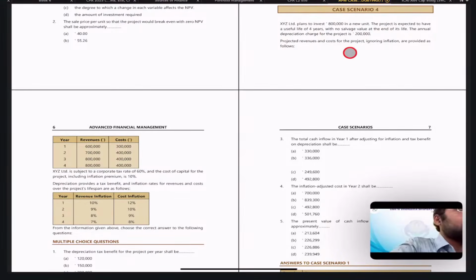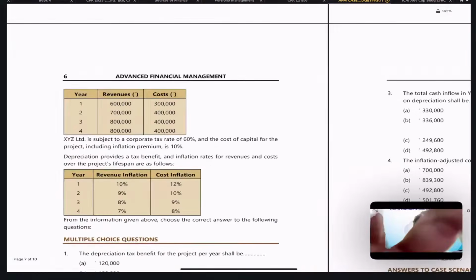Projected revenue and cost for the project, ignoring inflation, are as follows. So when you say you're ignoring inflation, what are these cash flows? Real cash flows or nominal cash flows? Real. Okay, we have the revenue and cost given to us.